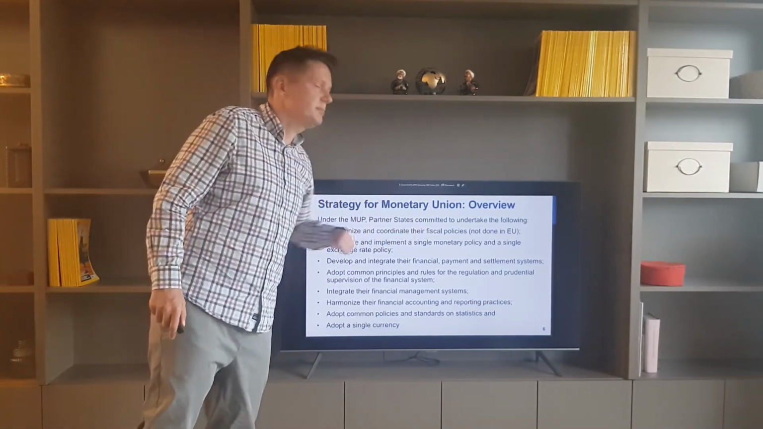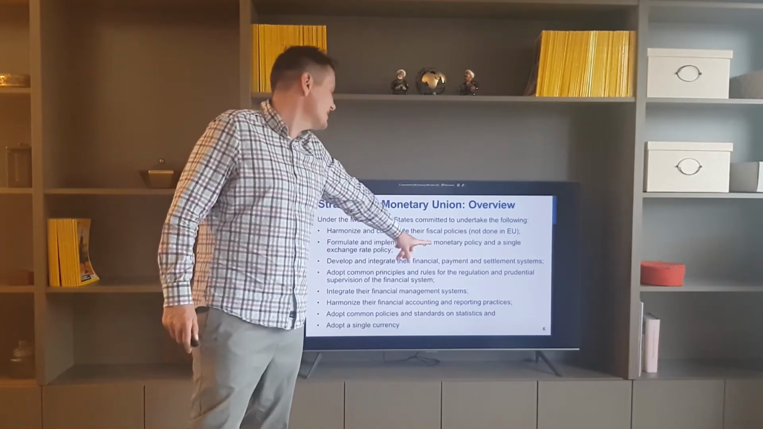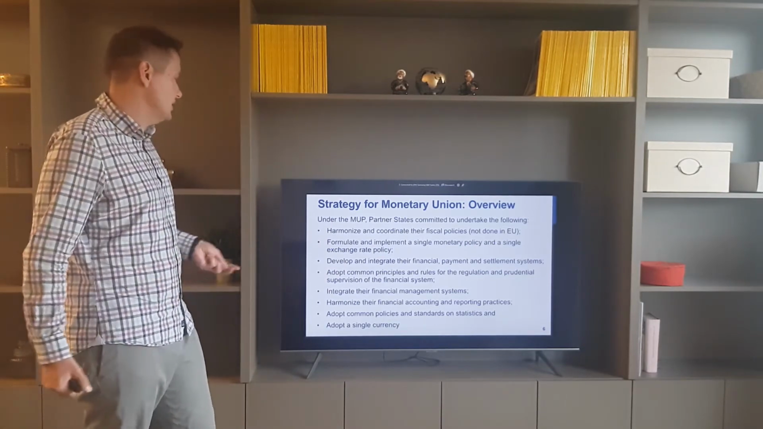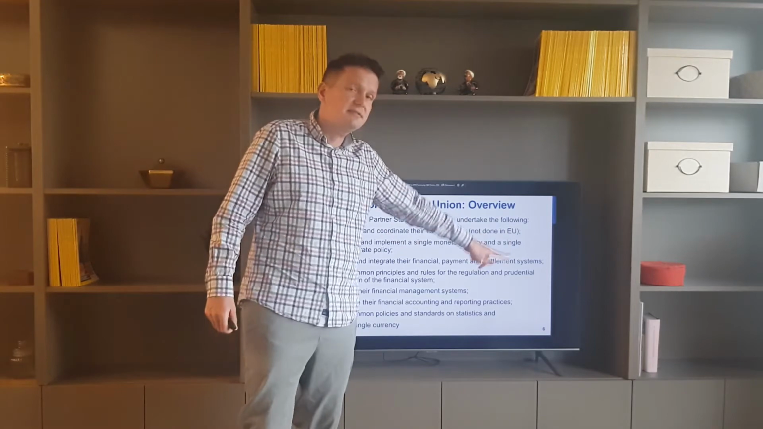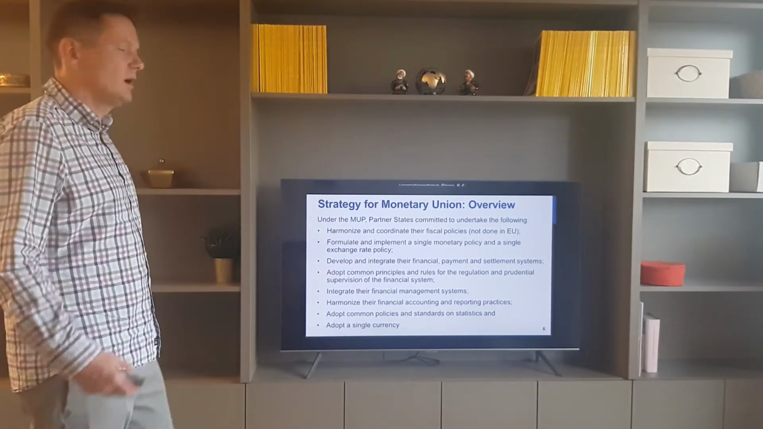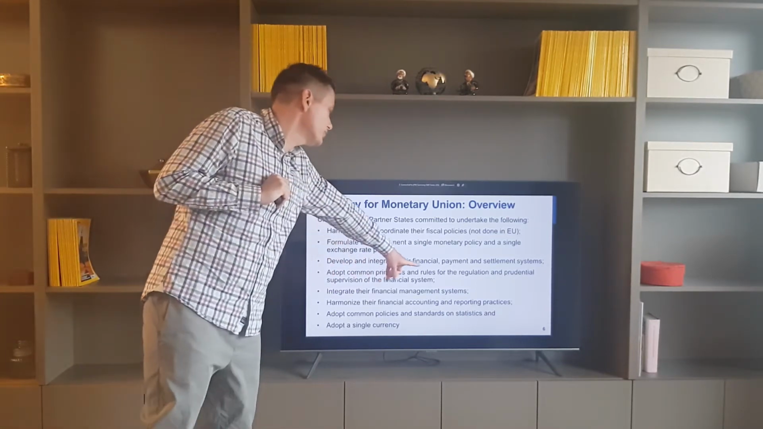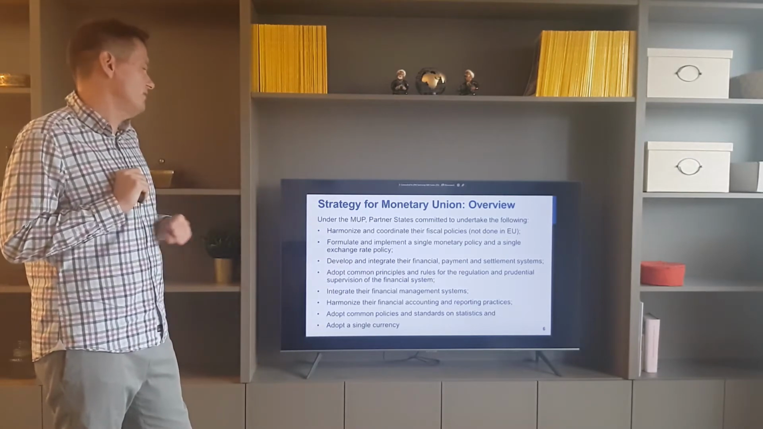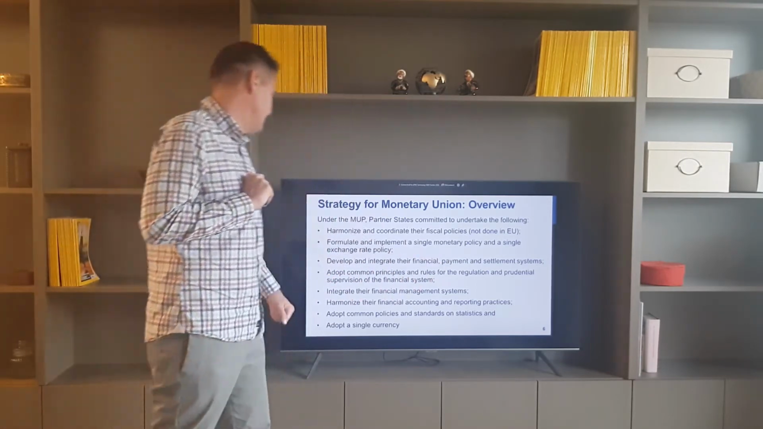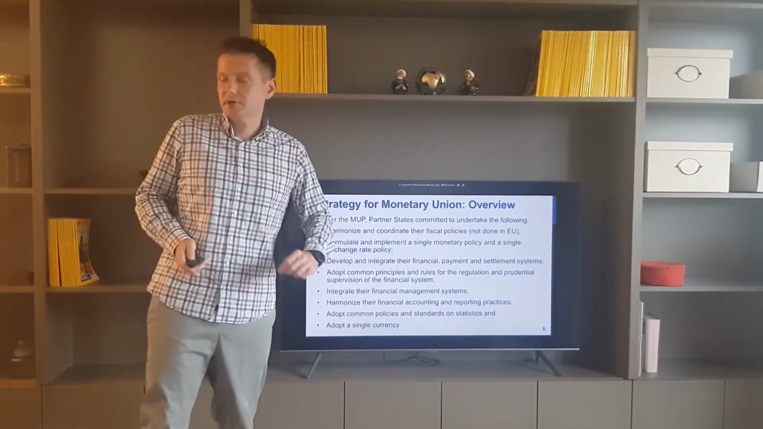Harmonize and coordinate their fiscal policies, the East African community needs to do. Not that well done in the European Union. Formulate and implement a single monetary policy and a single exchange rate policy. That is one of the final stages. Develop and integrate financial payment and settlement systems, as I said, in order to create the common optimal currency area. All right, adopt common principles and rules for regulation and prudential supervision of the financial system. Integrate their financial management systems. Harmonize their financial accounting and reporting practices. Adopt common policies and standards on statistics. And finally, adopt the common currency. Okay?